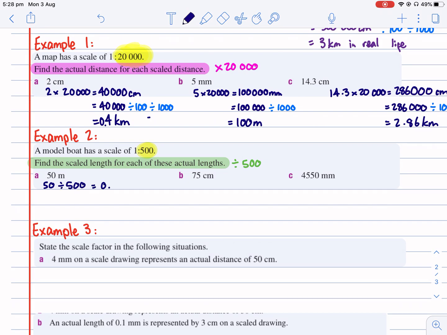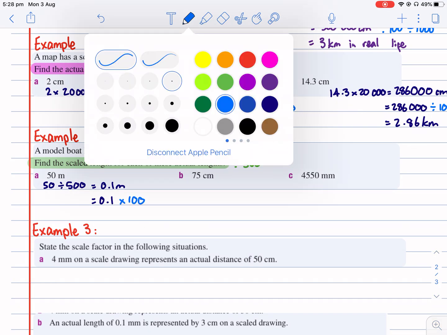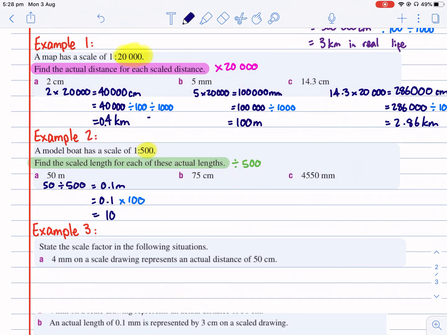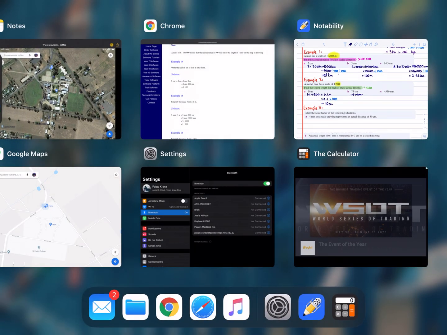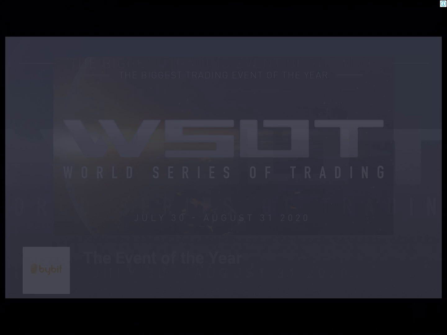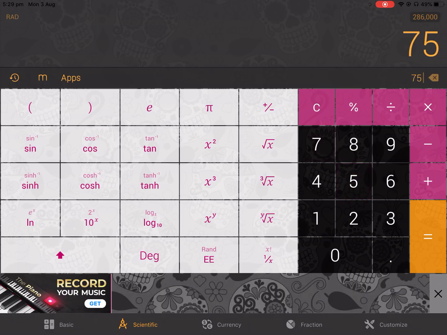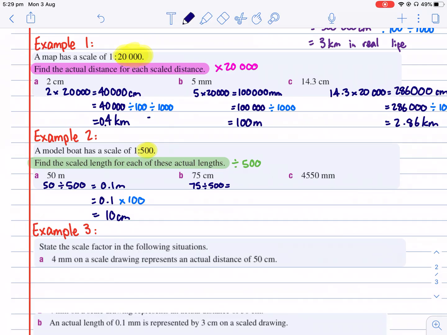That's going to give us 0.1 meters. Now, 0.1 meters, not that useful. So we're going to times it by 100. And that equals 10 centimeters or 100 mil, whatever. Okay, 75 centimeters divided by 500. So 75 divided by 500, 0.15. This is 0.15 meters. Again, not that useful.